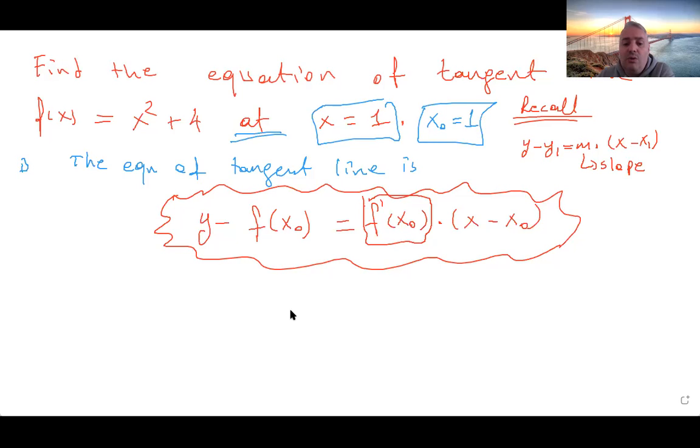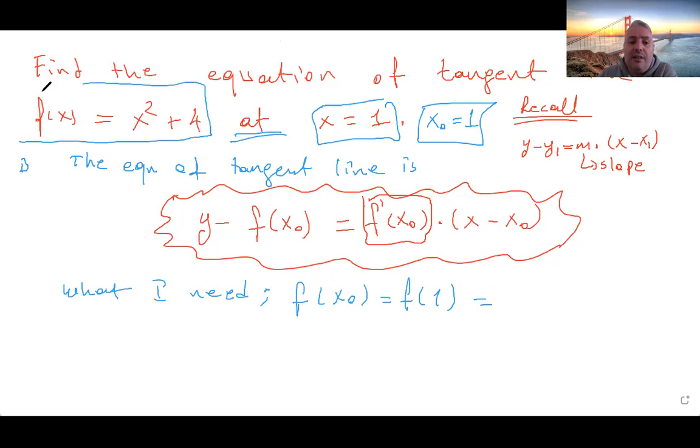And then we can solve the question. How can we solve the question? To solve the question, I need f of x0, which is f at 1. The function f is given here, which is x squared plus 4. So it will be 1 squared plus 4, which will be 5.